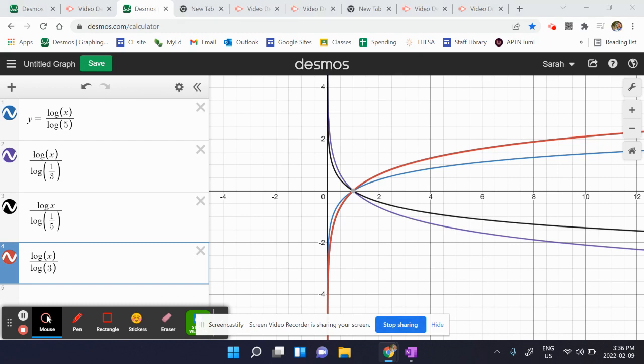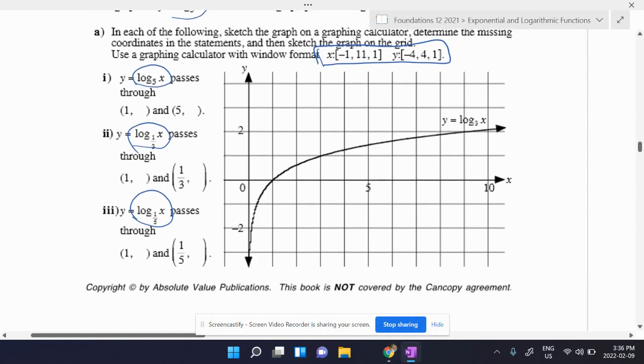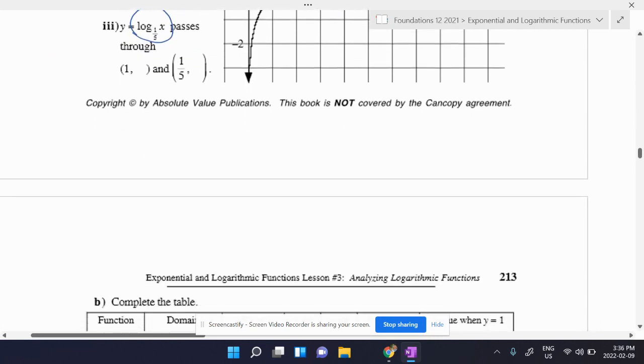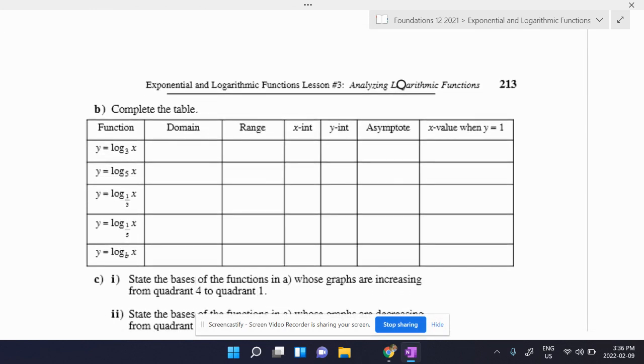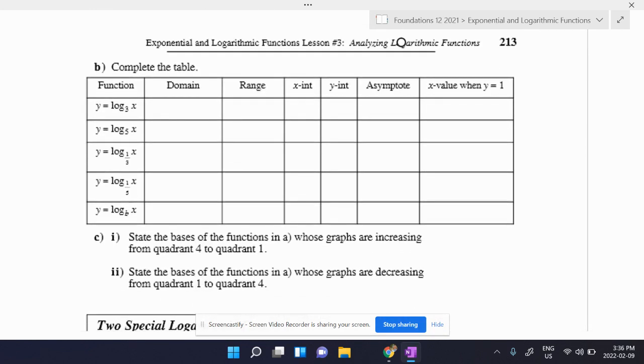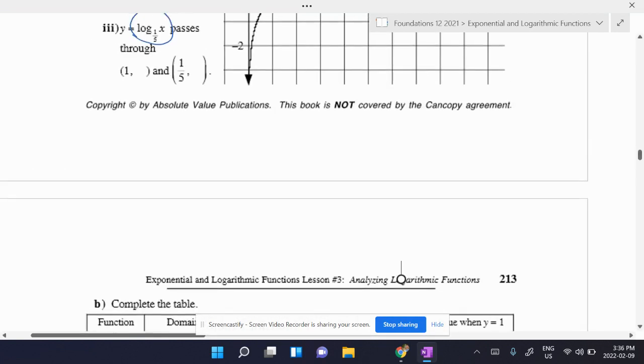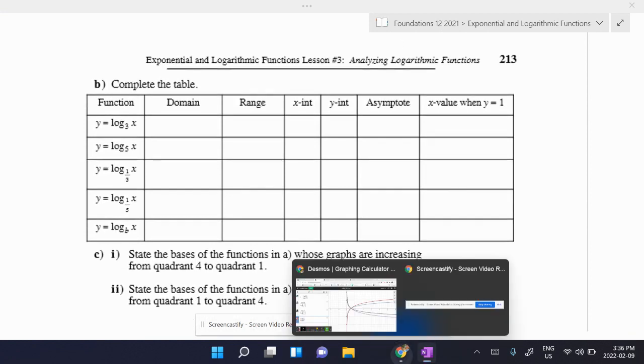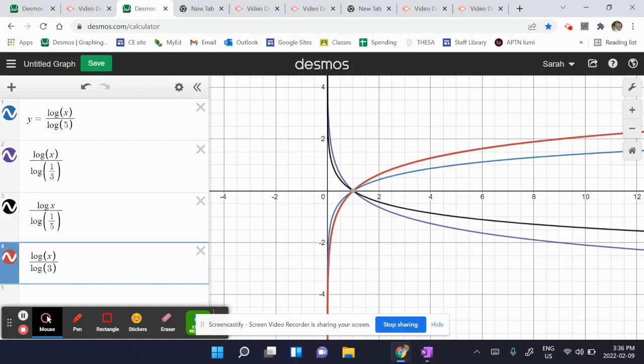All right, so if we go back to the book really quick. Draw it in as best as you can. And then we're going to complete this table. We're going to add in our values here. Okay? So y is equal to log base 3 of x.